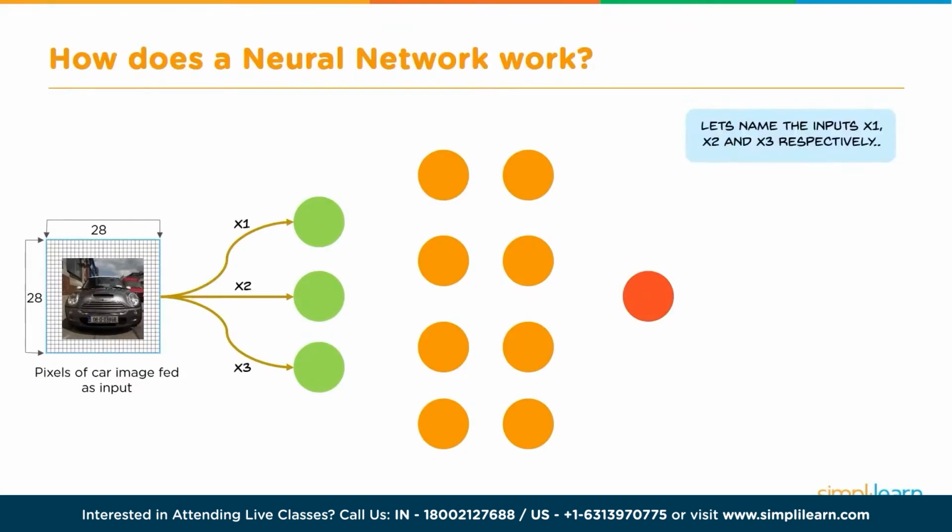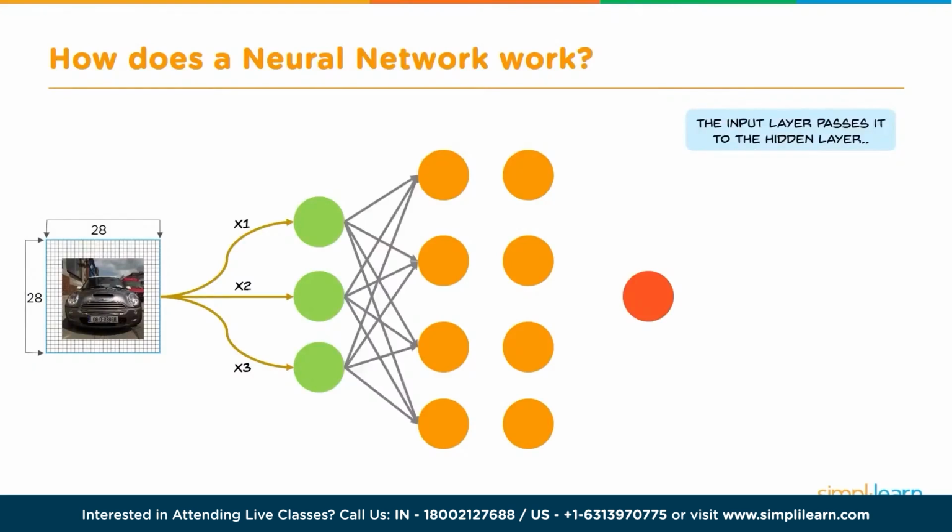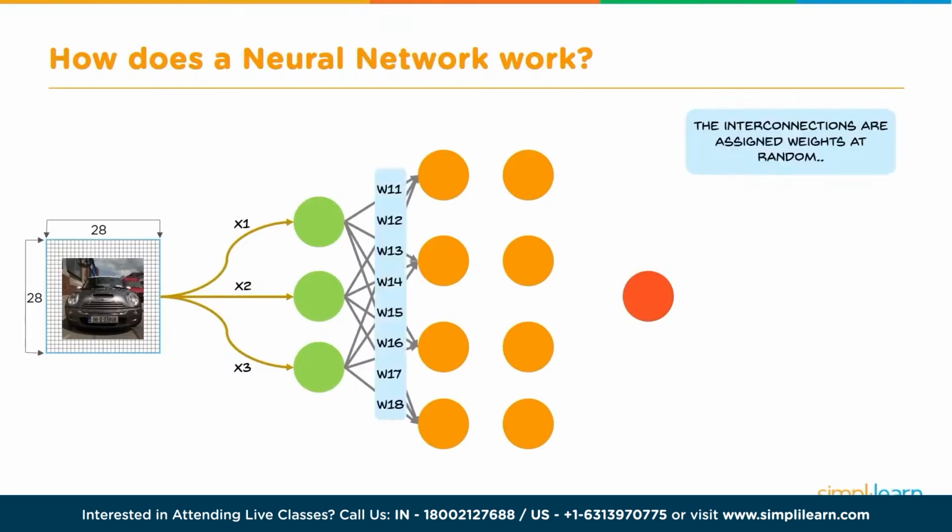And let's name the inputs x1, x2, x3 respectively. Each one of those represents one of the pixels coming in, and the input layer passes it to the hidden layer. You can see here we now have 2 hidden layers in this image, in the orange, and each one of those pixels connects to each one of those hidden layers. The interconnections are assigned weights at random, so they get these random weights that come through.